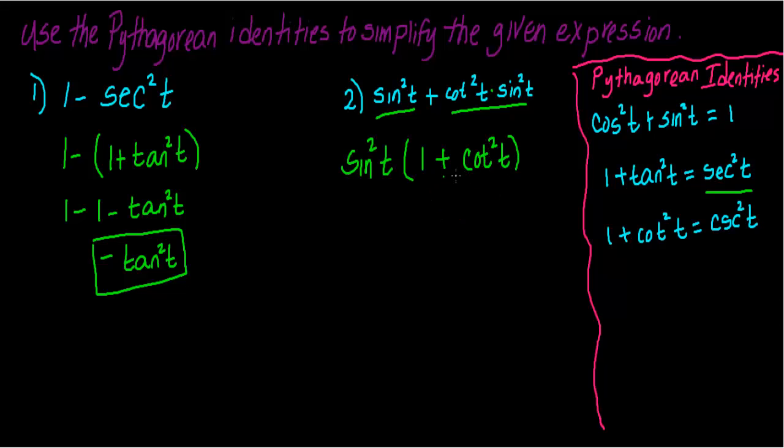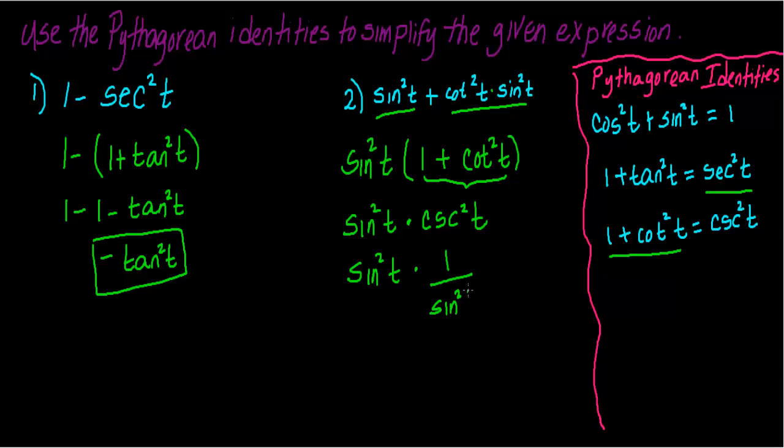And now all we need to do is reference our Pythagorean identities, and I have an identity here that says that 1 plus cotangent squared of t is cosecant squared of t. So I can substitute this whole expression here for cosecant squared of t. And now I have a multiplication of sine and cosecant. So I know cosecant squared is the same thing as 1 over sine squared of t, from the basic identities of trig. And now these two cancel out, and this will equal 1.